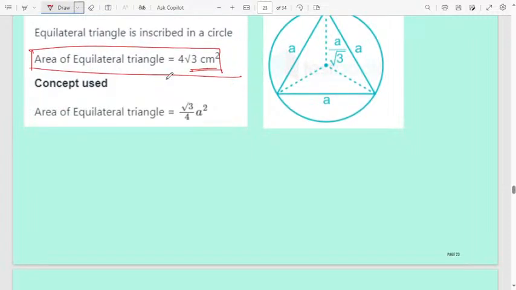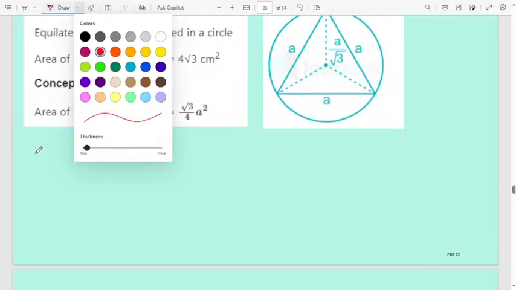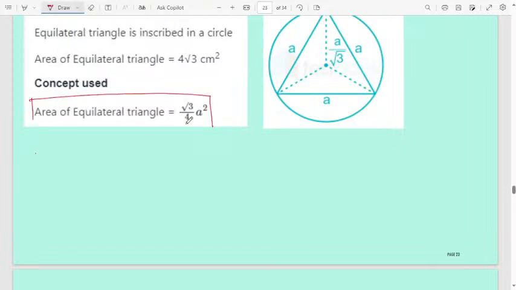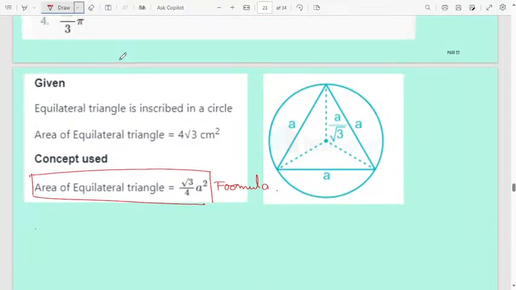Sorry, this is not the formula. They are given here. This is the formula. Area of equilateral triangle is root 3 by 4 a square. This is the formula. What they have given in the question is the value 4 root 3 centimeter square. This is the value they have given. The equilateral triangle is inscribed in a circle. The area of the equilateral triangle, this triangle area they have already given.